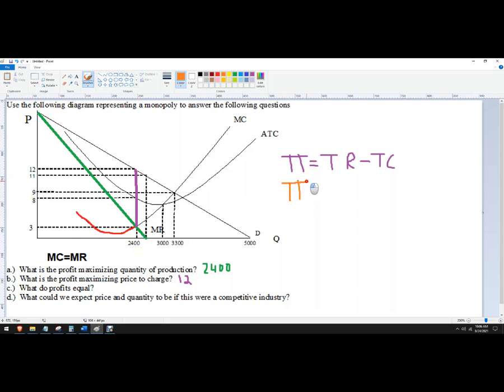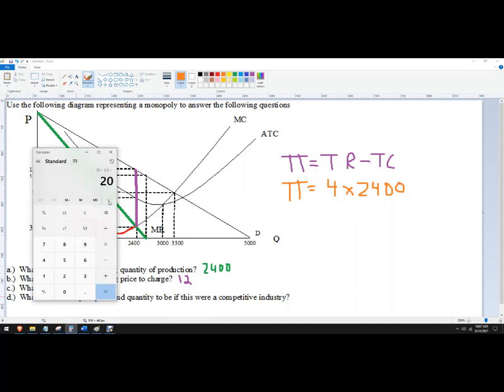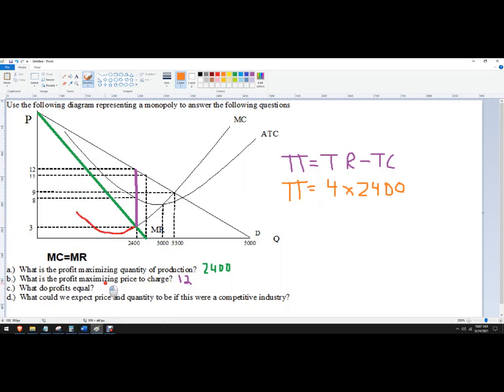The other way to do it is the per unit method. How much are we going to make per unit? We're going to sell these things on average for 12. They're going to cost us on average 8. So I'm going to make a per unit profit of 4, and I'm going to multiply that by 2400. Just to save all of us time, we'll do that in the calculator. 2400 times 4 is 9600. So 9600 is the answer to the profit.